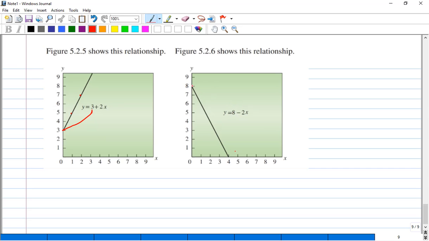Here, you can see the y-intercept is 8. You can see the slope is negative 2. So if I go down 2 and over 1, down 2 and over 1, that's how we get that line. So again, if the slope is negative, the line would be going downward. The relationship is negative. If the slope is positive, then the line's going upward, and the relationship is positive.